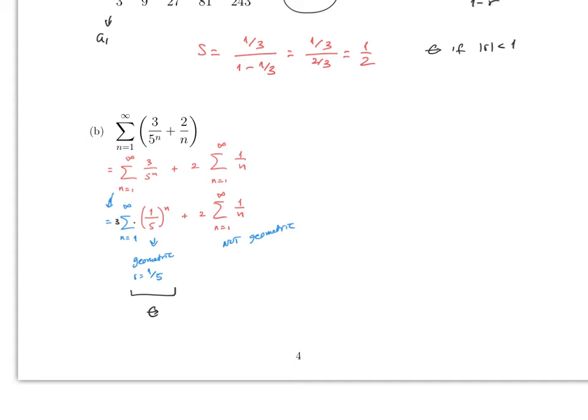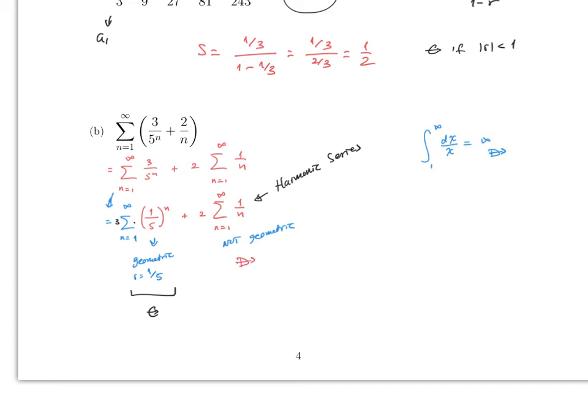Now we're going to be looking at this series a lot, 1/n, and 1/n is called the harmonic series. If you remember section 7.8, the improper integrals, remember that the integral of dx over x from 1 to infinity was equal to infinity, and therefore this was divergent. So therefore the harmonic series is divergent.